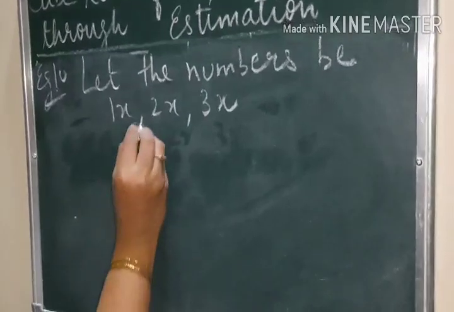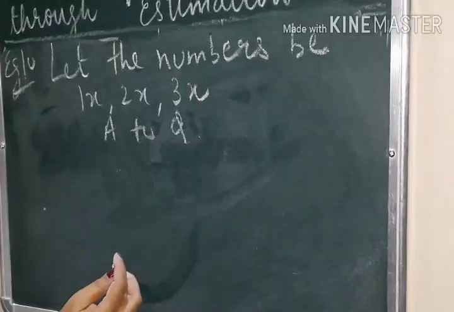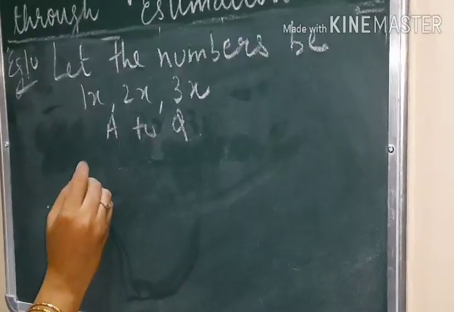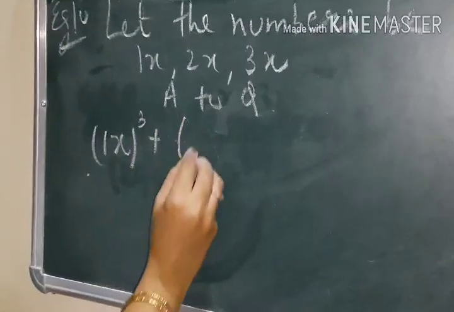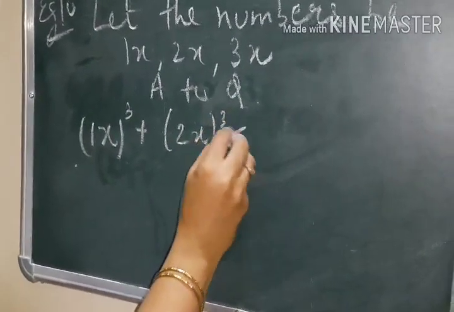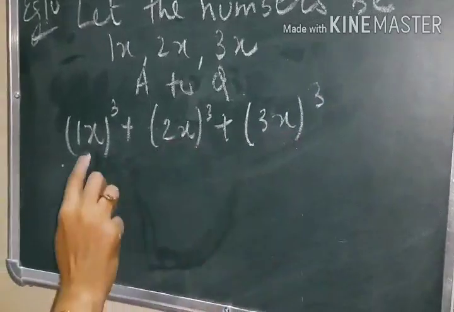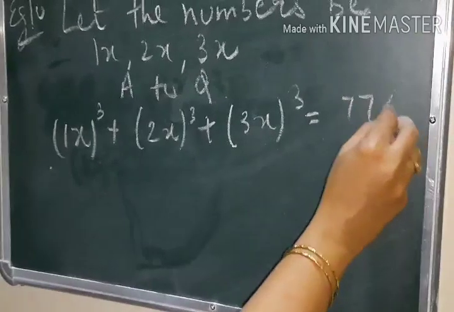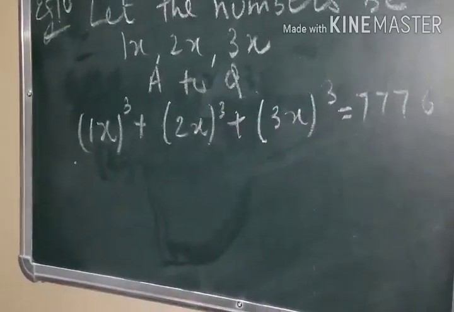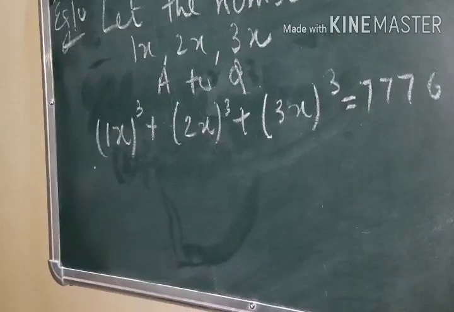Now according to the question, what is given? Sum of their cubes. Sum means you have to add their cubes. So 1x cube plus 2x cube plus 3x cube, and you have to add them. The sum of their cubes is given as 7776. Right? You have to find the numbers.